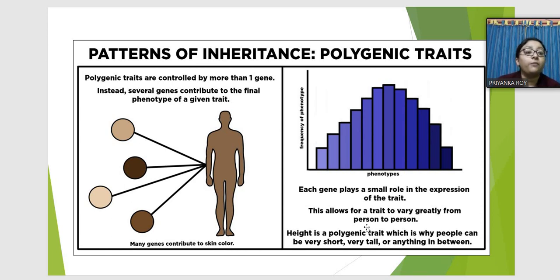So this allows a great variation from person to person. Each gene plays a small role in the expression of these traits. So if you can see, there are a number of phenotypes and the frequency of the phenotype is given like this. Some will be at this end, like some will have a very short height and some will have a very tall height and some will be in the middle of average height. And at every step there are some people who will show that range of height. So we can understand that more than one gene is controlling these traits. Therefore, we get a lot of variations in these particular characters.